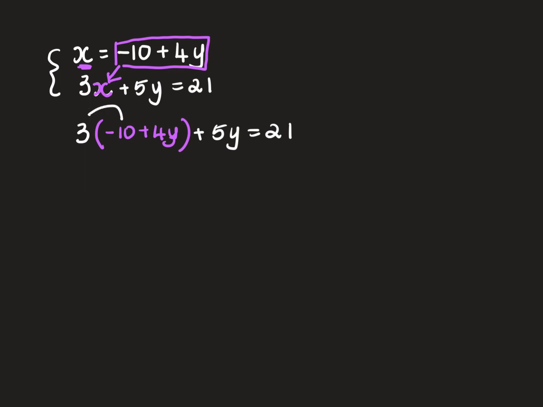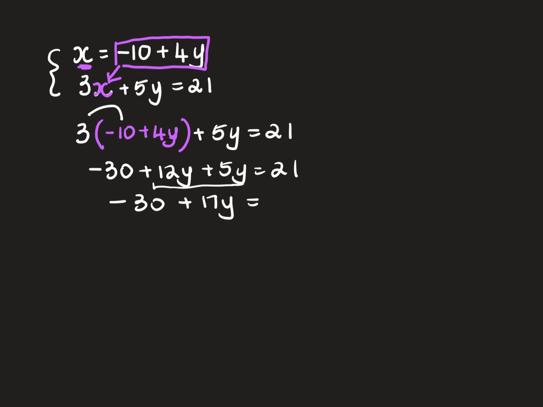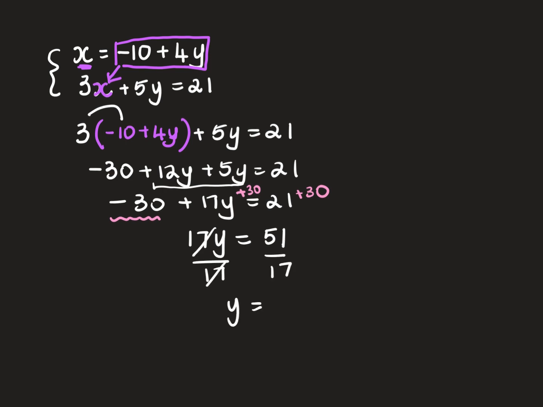Next, I'm going to expand out the brackets. Negative 30 plus 12y plus 5y equals 21. Simplify my expression, collect these like terms, 12y and 5y. 17y. What can I do next? How do I get rid of minus 30? I'm going to add 30 to both sides. Negative 30 plus 30, nothing, just leaving me with 17y there. 21 plus 30 is 51. Divide by 17. y is equal to, use my calculator, and I think that is 3.